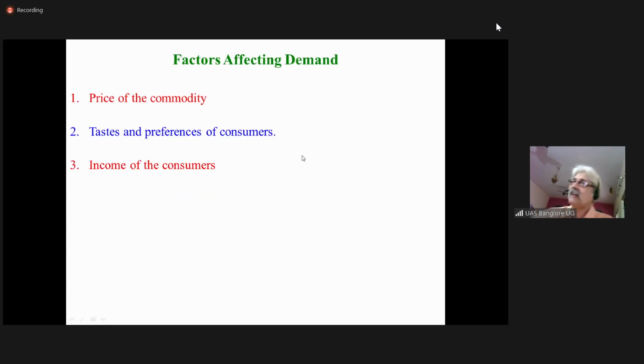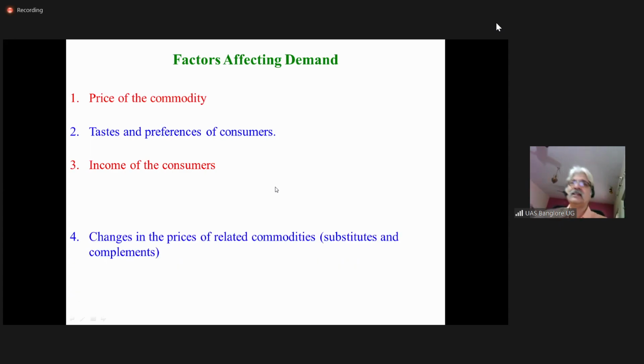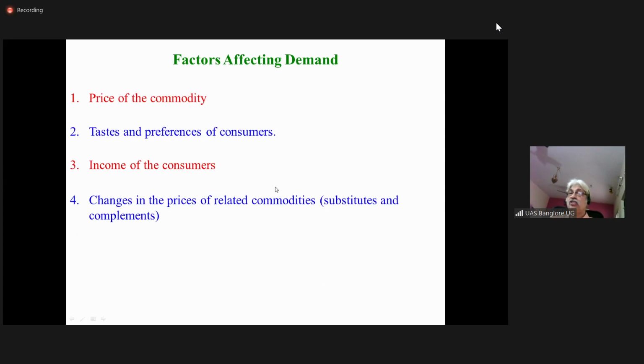And the third factor is income of the consumers. If the income increases, our consumption level goes up. When our consumption level goes up, the demand also increases. The fourth factor is changes in the prices of related commodities, substitutes and complements.